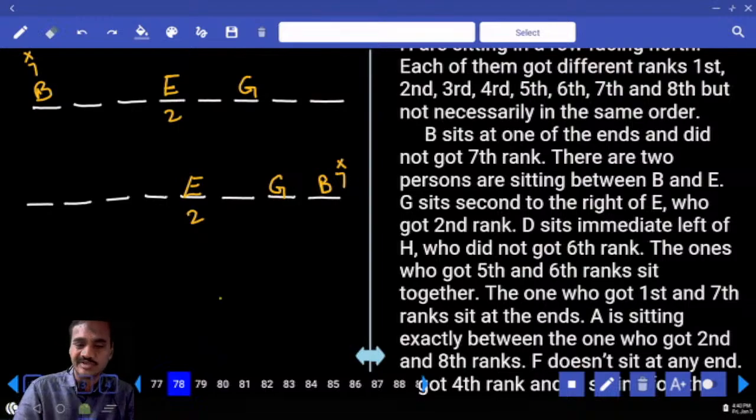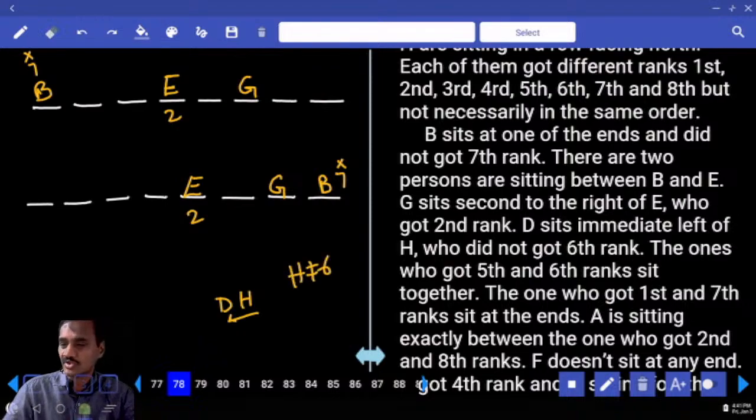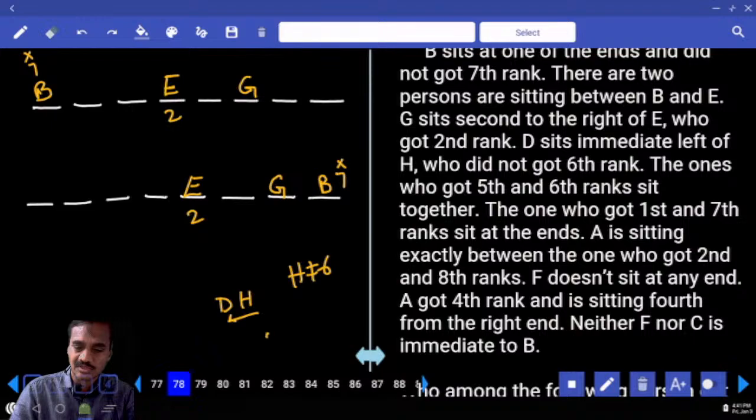Now D sits to the immediate left of H. Now D and H are adjacent to each other. H did not get the 6th rank. Now H's 6th rank is ruled out. And the ones who got 5 and 6 are adjacent to each other. Now 5 and 6, both these two persons are adjacent.